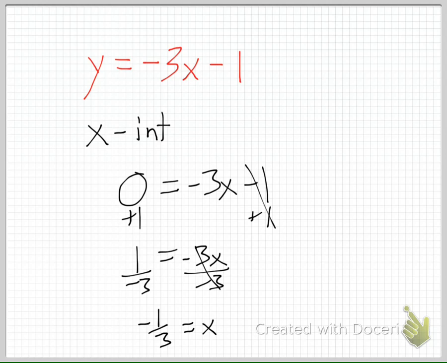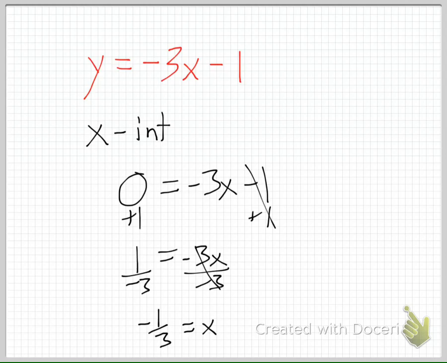So if I make a t-table, can I guarantee that I get whole numbers? Yeah, because I pick an x value. Negative 3 times a whole number minus 1 is going to be a whole number, right? So this one is definitely a better choice for using a t-table.